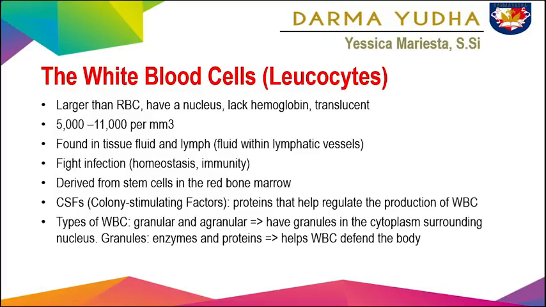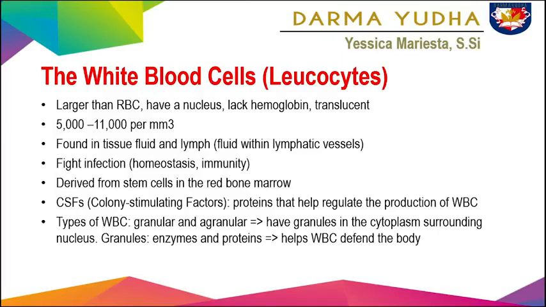White blood cells are sometimes known as leukocytes, which just means the white cells. White blood cells are larger than red blood cells. They have a nucleus, they lack hemoglobin, and they are translucent. There are around 5,000 to 11,000 per cubic millimeter, and they are found in the tissue fluid and the lymph. They are also used to fight infections through hemostasis and immunity.